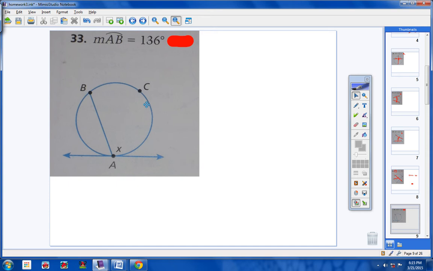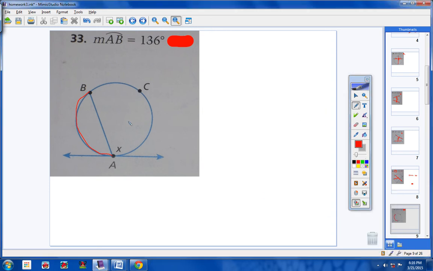Alright, number 33. The directions for 33 through 36 say solve for x. So we're going to solve for x and we'll see how we do here. The measure of arc AB, from here to here, now watch carefully please students, is 136 degrees.